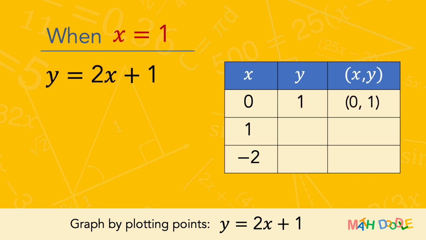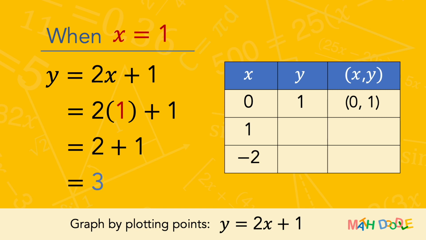Next, to find the value of y when x is 1, we are going to substitute 1 for x. 2 times 1 is 2. And 2 plus 1 is 3. So, when x is 1, y is 3. This tells us that the line of the equation passes through the point 1, 3.